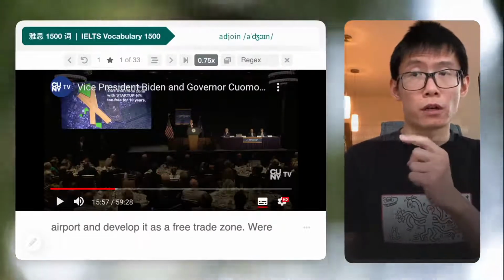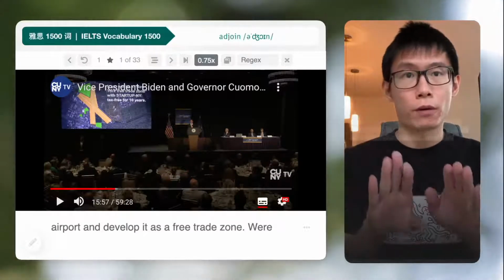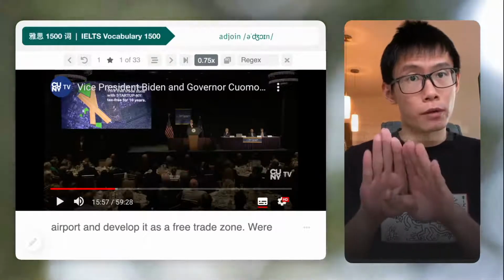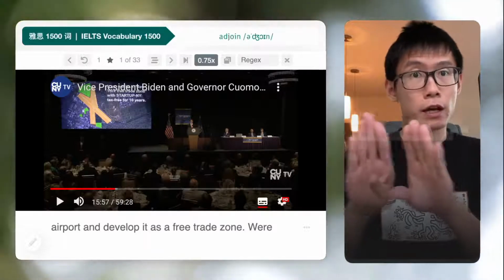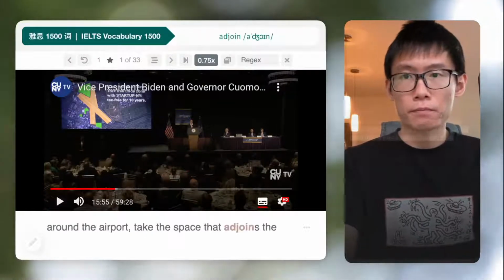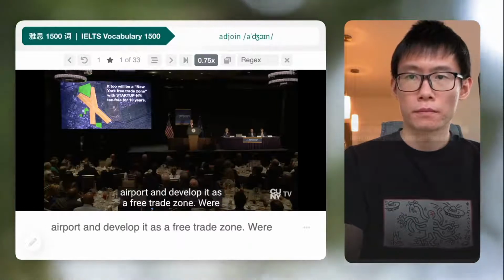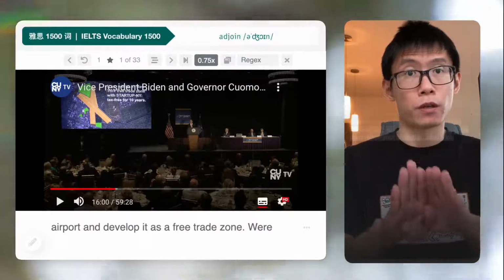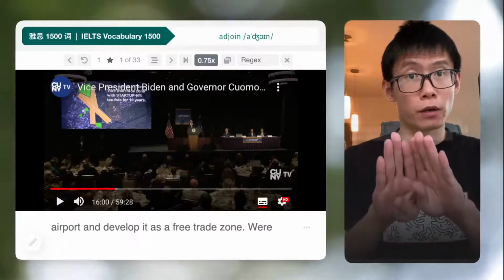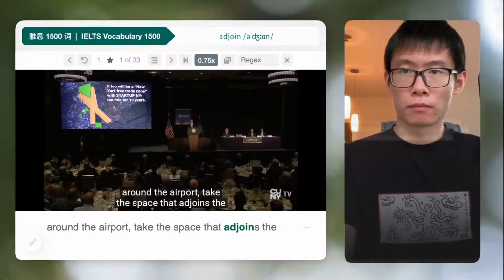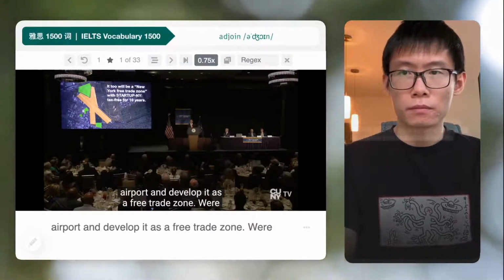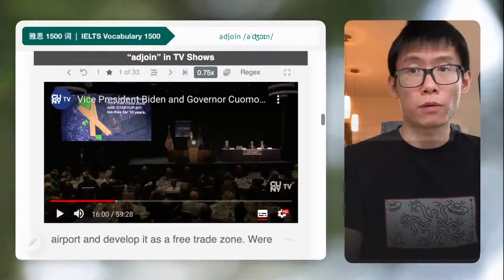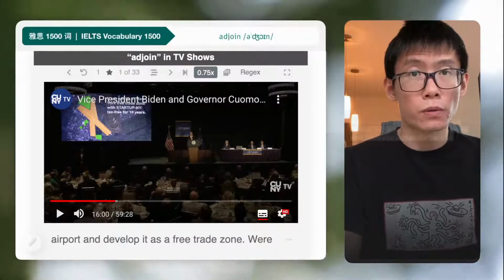So Biden is talking about a development plan for an airport, right? So there's land adjacent to the airport. That is neighboring the airport, 就是在那个 airport 旁边紧挨着的，这叫做 adjoining. Run the airport, take the space that adjoins the airport. The space that adjoins the airport 就是在那个机场旁边紧挨着的那块地。Adjoins the airport. So it simply means adjacent to the airport, or neighboring the airport, or next to the airport.